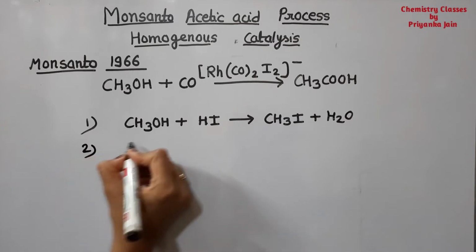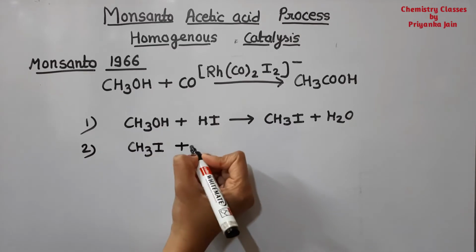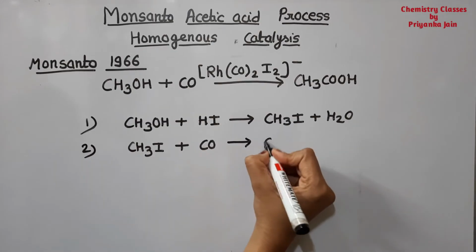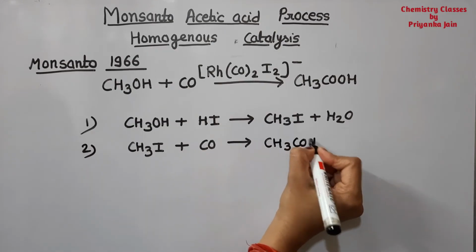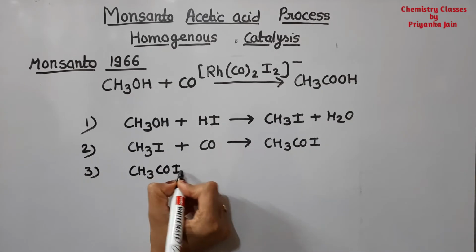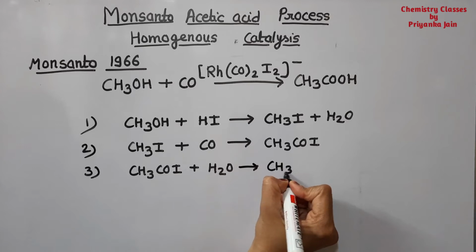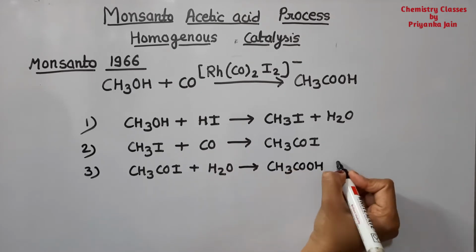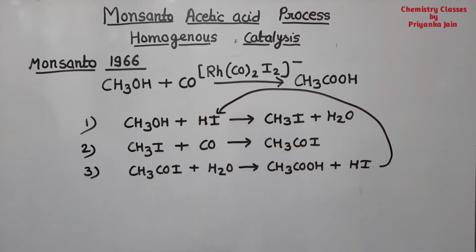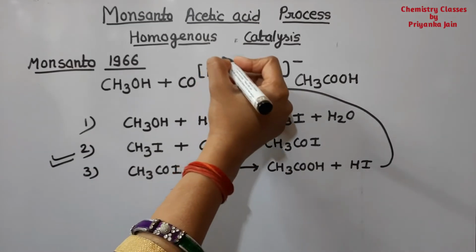In the second step, what is happening here? This methyl iodide undergoes insertion of carbon monoxide to form CH3COI. And in the third step, this CH3COI undergoes water hydrolysis to form CH3COOH, that is acetic acid, and HI. And this HI is further utilized here. And this second step is catalyzed by this catalyst.